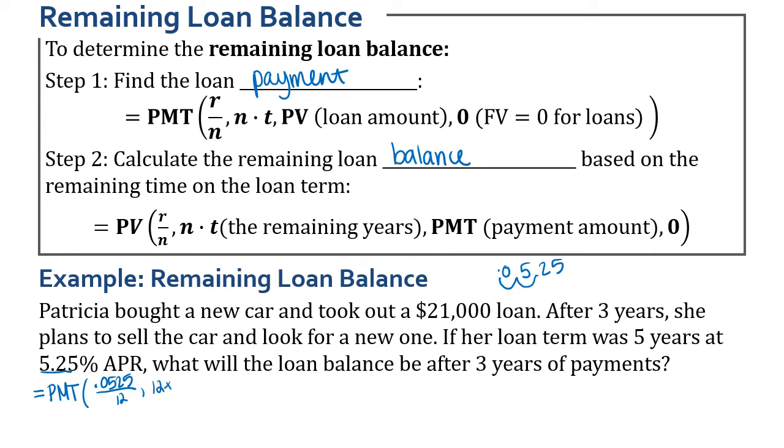So in this case, we're looking for her total loan. Her loan term was 5 years when they created this payment, so we use 5 years for this. Although we're looking at what her loan balance is after 3 years, to figure out what her payment is initially going to be, we have to use the regular loan term. The loan amount was for $21,000.